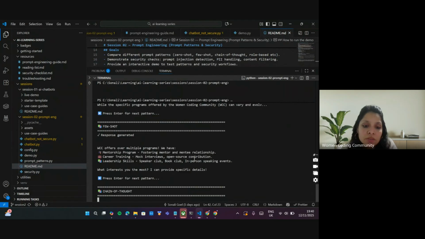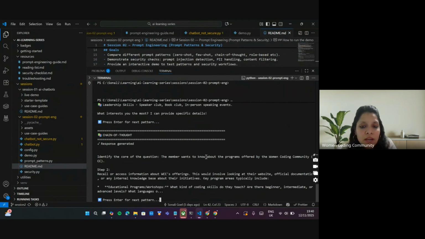Next one. So chain of thought, because it doesn't have to do much here. It identifies the core question: the member wants to know about the programs offered. So it is thinking in steps. You can see that first it identified the first step, and then the second step it said recall or access the information about WCC offerings. This involved looking at their website and official documentation.